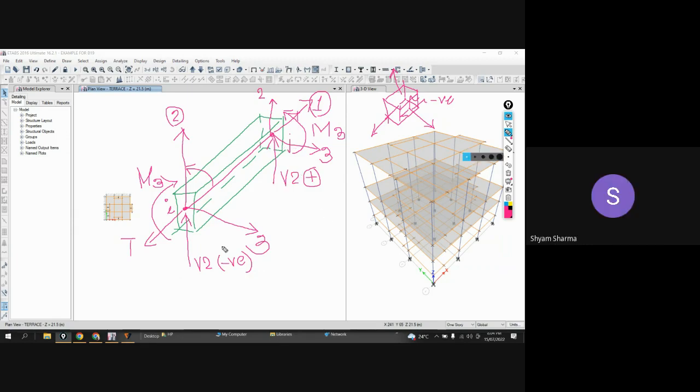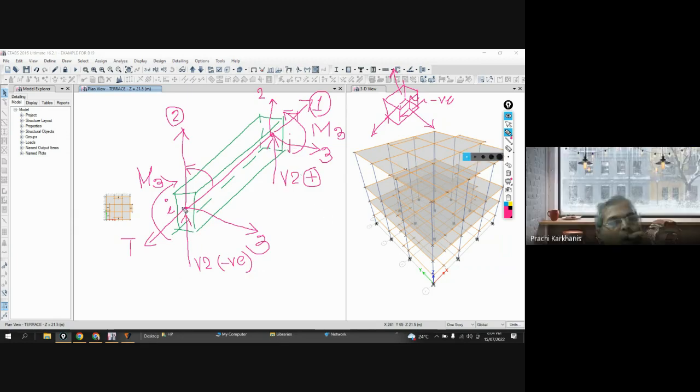Sir, how did you take V2 negative on this side? Because at the I end upward is considered negative and downward is considered positive.